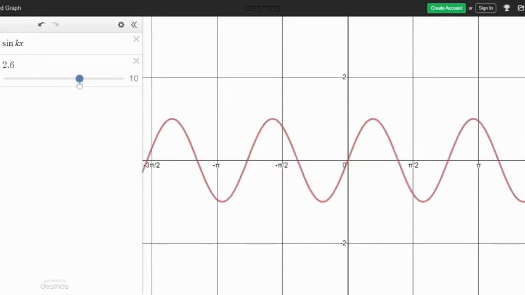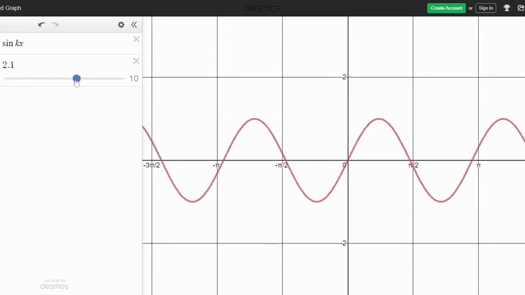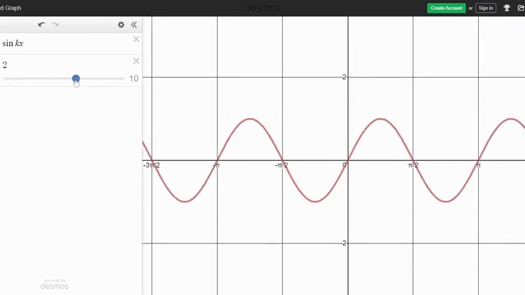So to figure out what the period is based on the k value, I'm going to put it back to 2 and say that we were starting at a value of 2 pi.